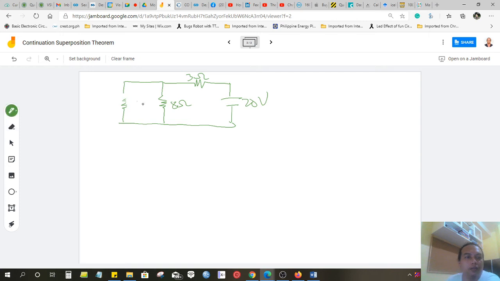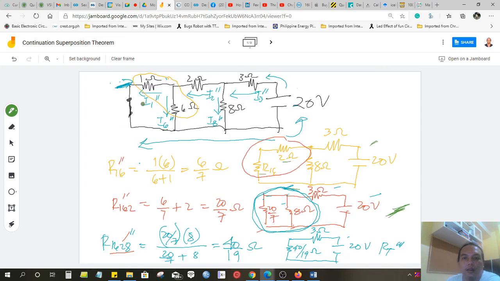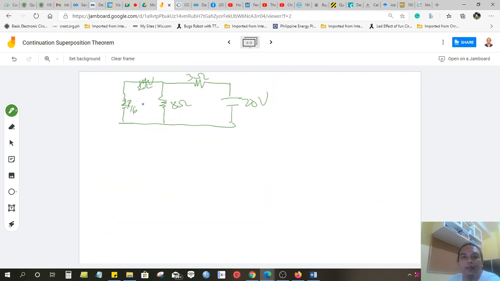So we have here the 2 ohm and the resistance R16, meaning the combination of these resistances. As we can see, we have values for the flowing current. So we have I3 double prime, I8 double prime, and I2 double prime.